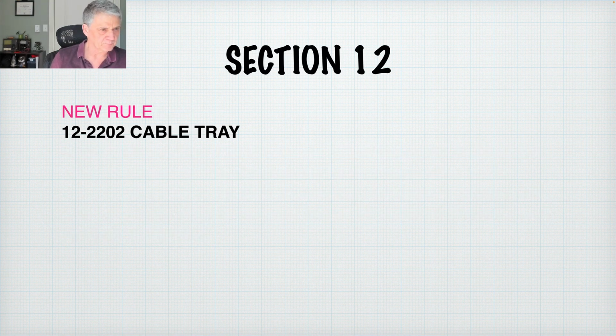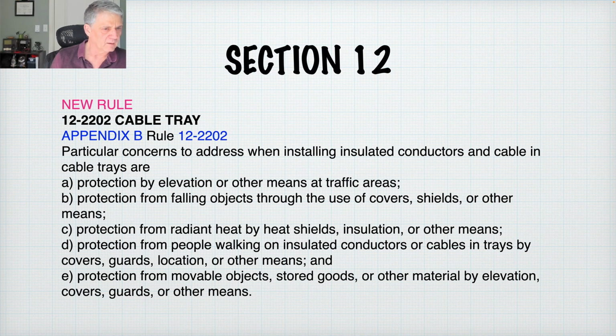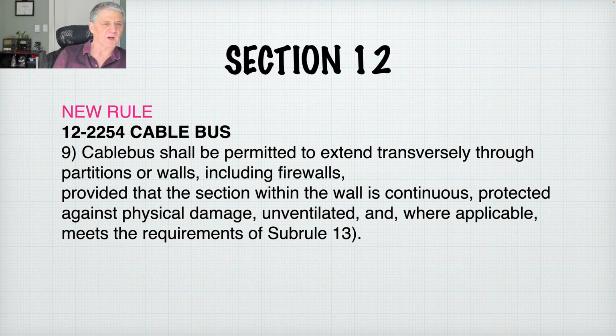Cable tray. So cable tray now, as we talked about earlier, is only a supporting means. It is no longer considered a raceway. Cable bus. Cable bus shall be permitted to extend transversely through partitions and walls, including firewalls, provided that the section within the wall is continuous, protected from physical damage, unventilated, and where applicable meets the requirements of Sub-Rule 13.